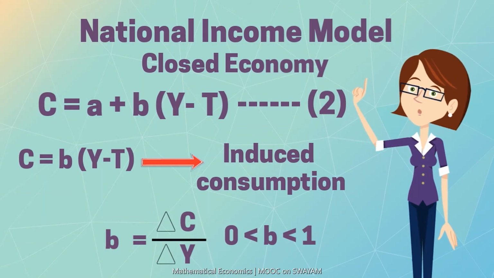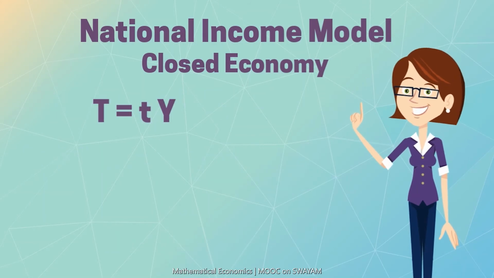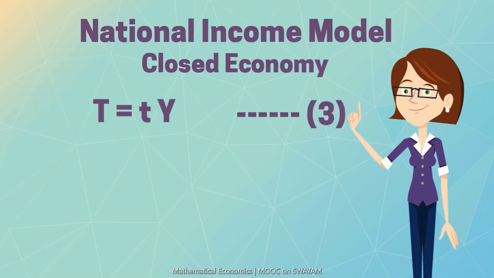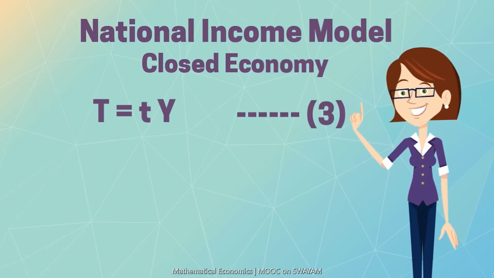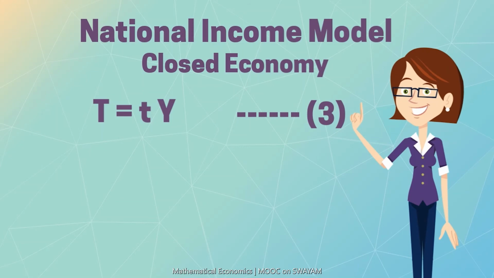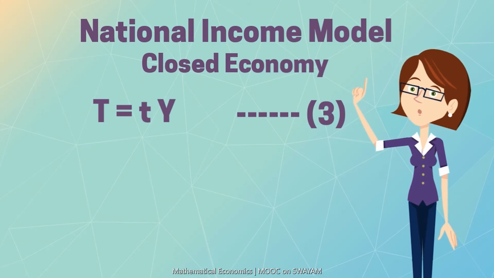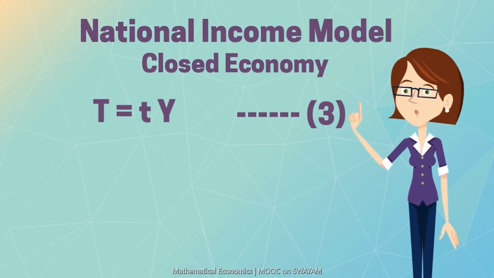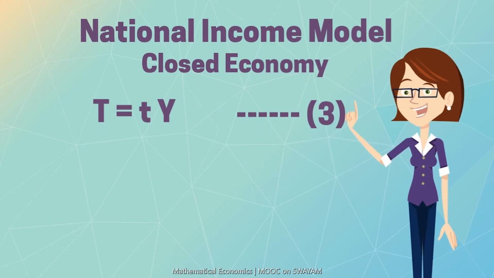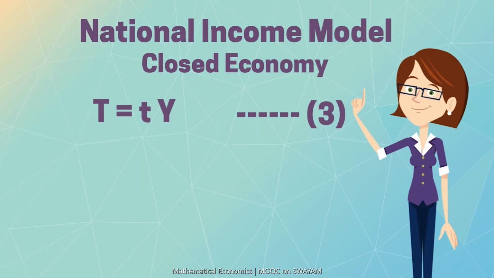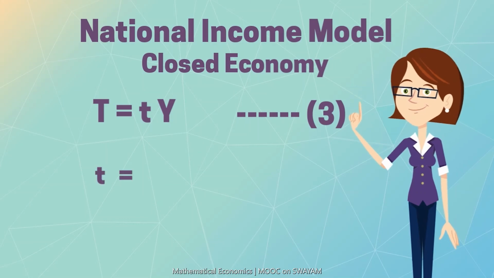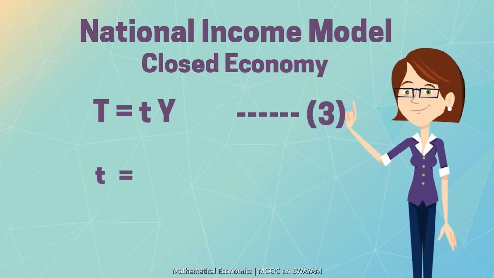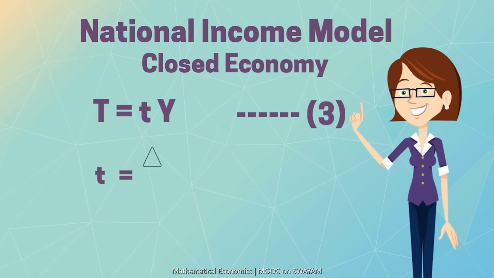There may be a third equation to the national income model on the tax component. Direct tax is a function of total income, and when the income is 0, there will be no tax. This relationship may mathematically be represented as T = t times Y. Let us number this equation as 3.